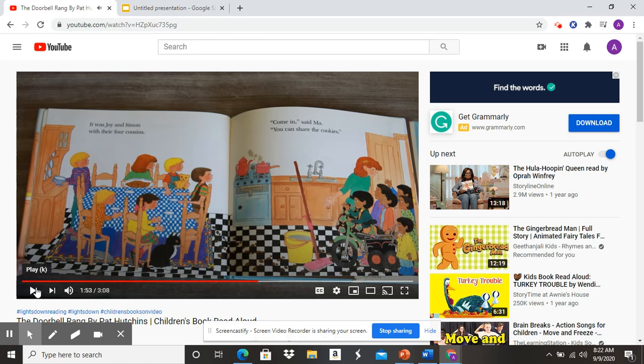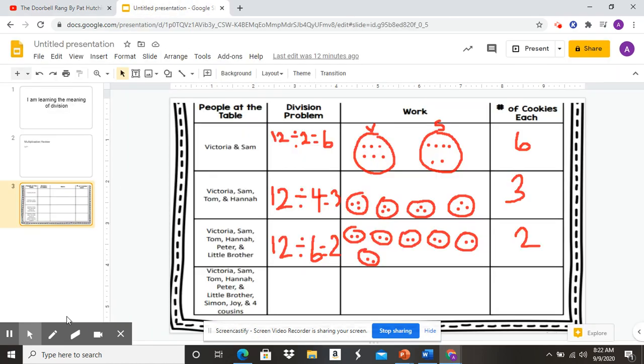Let's see how many kids are there now. So we have 1, 2, 3, 4, 5, 6 at the table. 7, 8, 9, 10, 11. There are 12 children there now. Now, if there are 12 children there and they only have 12 cookies, how many cookies do you think they're going to get? Let's go back to our graphic organizer here, okay?